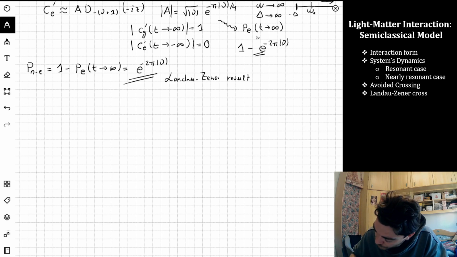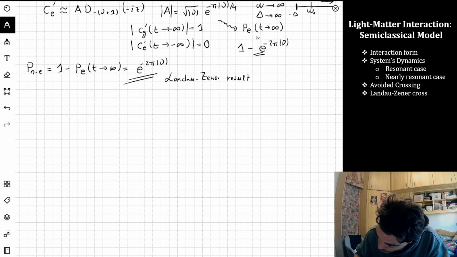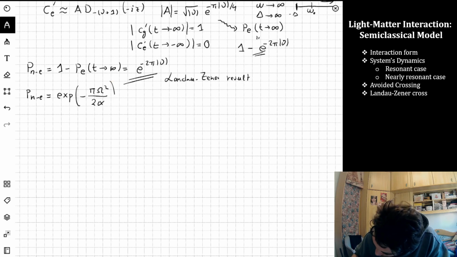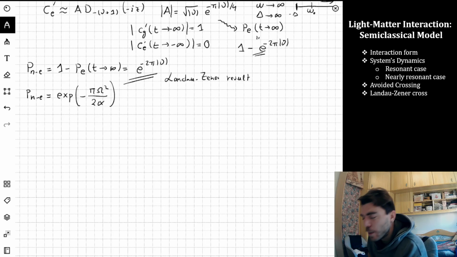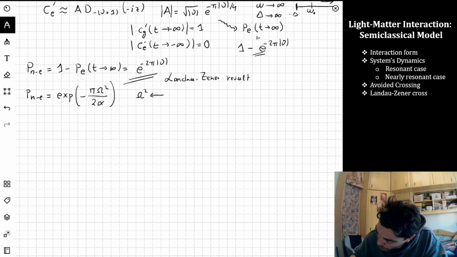And now this nu, just recall the modulus of nu. Well, if you want, let's write it literally. So this probability of not excited, if we write it in the terms that we wanted, is the exponential of minus pi omega square divided by 2 alpha. And again, the precise details of the mathematics, I know I skipped a little bit, but it would become very technical, and you can look at the math in detail if you want. But the idea here is that the thing that we care about is omega square compared with alpha.